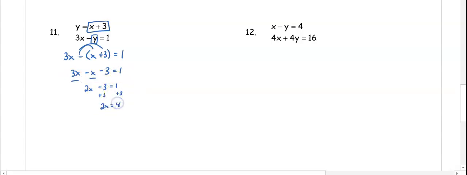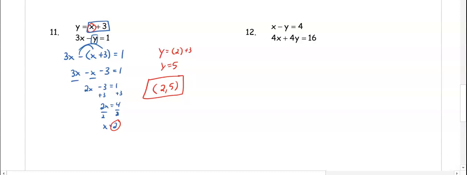2x equals 4. We divide by 2. X equals 2. Once we know x is 2, we can take that value and substitute in. So we'll use the first equation. Y equals 2 plus 3. So we get y is 5. So our ordered pair is 2, 5.